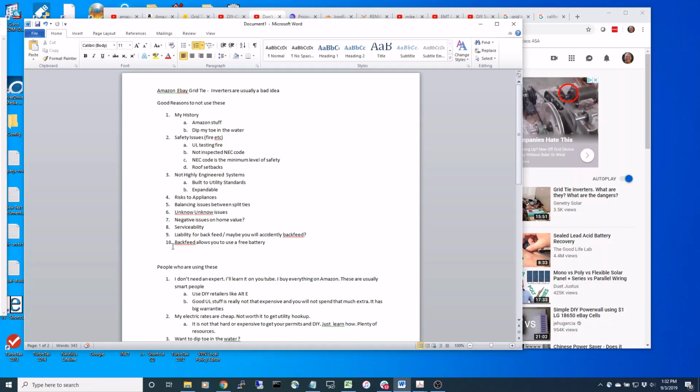The nice thing about backfeeding is it allows you to use the utility as a free battery, one you get to have forever by getting that utility permission to operate, which is a huge thing. It also allows you to be grandfathered into a situation where you can sell back. A lot of people don't think the rates are that good, but you will be able to sell the utility your excess energy, and mitigate some of those forward costs of electricity.